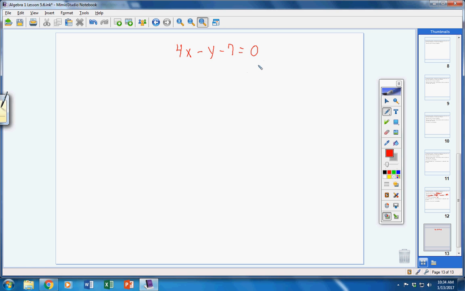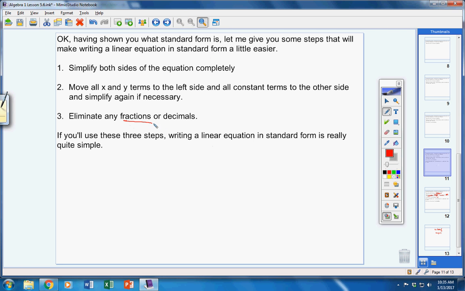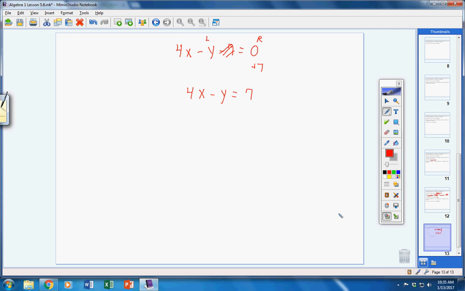Step 2, move your X and Y terms to the left side and your constant terms to the right side. Well, this is my left side over here. Here's my equal sign, here's my right side. X and Y is already over here, so bring your 7 over, make it a positive 7. And now we're looking pretty good. There's my X term, there's my Y term, and there's a 7. Last step, eliminate or get rid of fractions or decimals. Well, I don't see any fractions or decimals, and we're done.